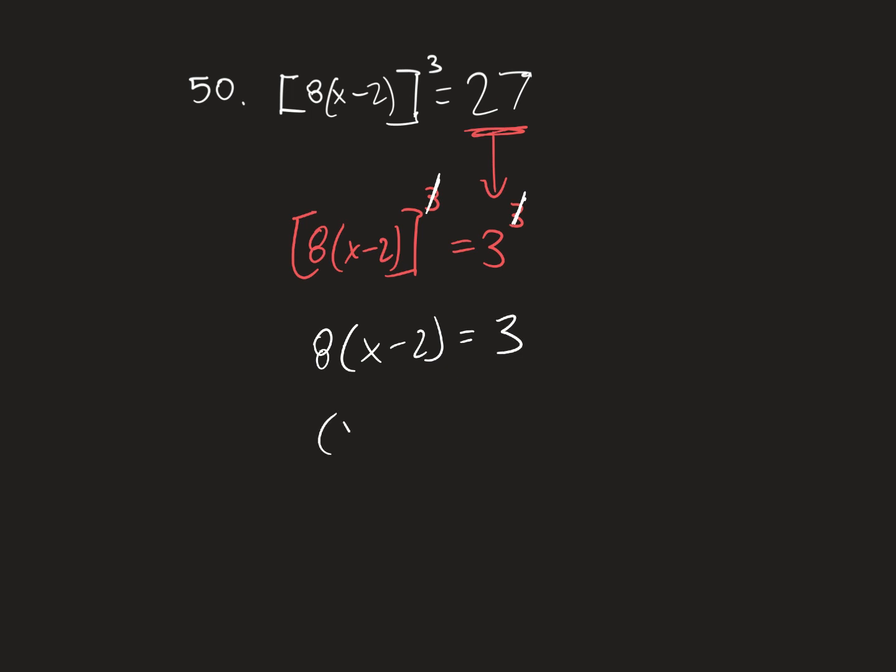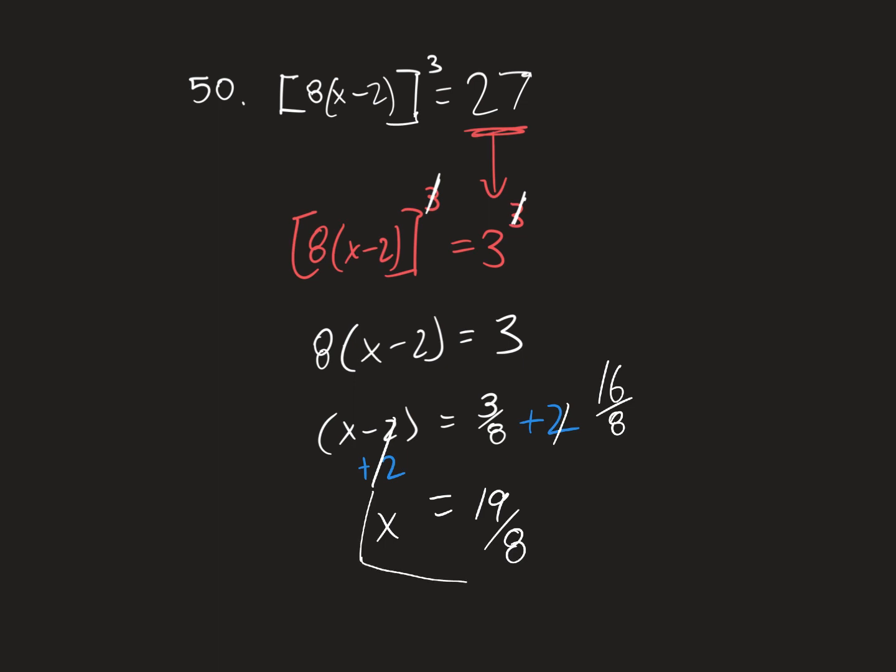We can divide by 8, 3 over 8. And let's add our 2 to this, plus 2, plus 2. And remember, 2 is the same as 16 over 8. So I would find that x equals 19 over 8. And that would be my solution. Okay, so in this situation, if you get the two exponents equal, then you can cancel your exponents out and solve for the remaining missing terms that you have.